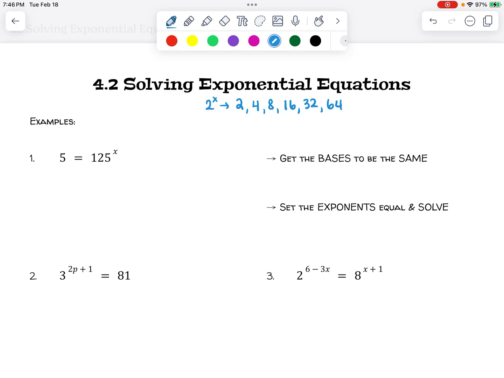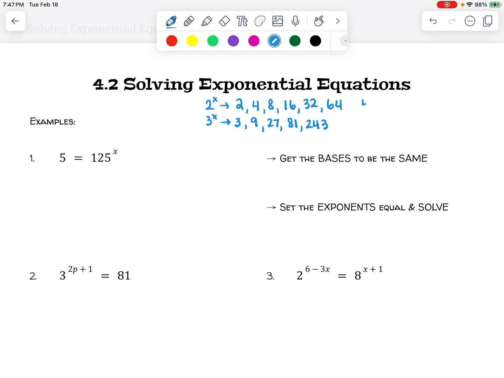Same thing with your threes. It's helpful to know 3 to the first is 3. 3 to the second is 9. 3 to the third is 27. 3 to the fourth is 81. And 3 to the fifth is 243. God help us if we have to go that high.